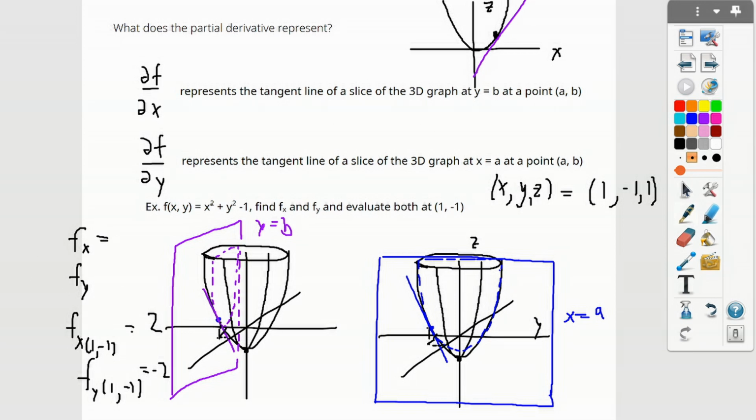F sub x is 2x if you haven't already done it, and f sub y is 2y. If you plug the points in, you will get 2 and negative 2.